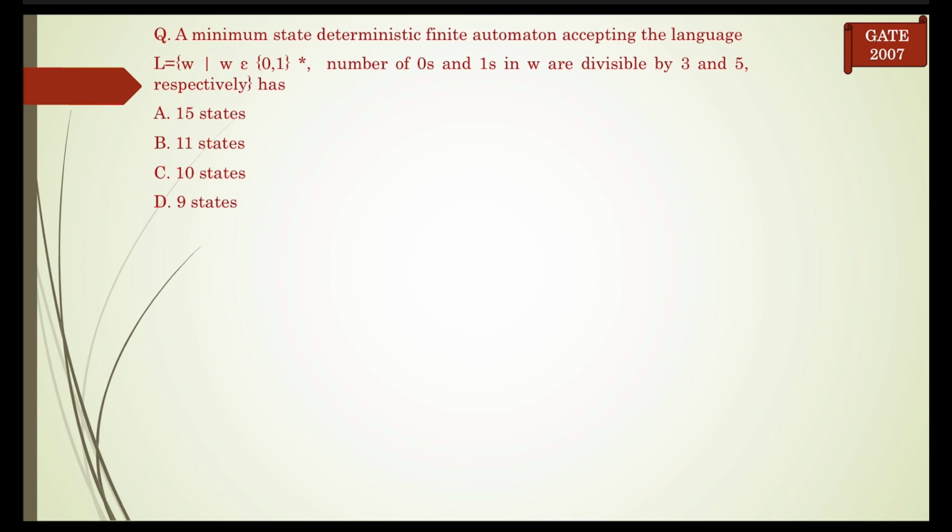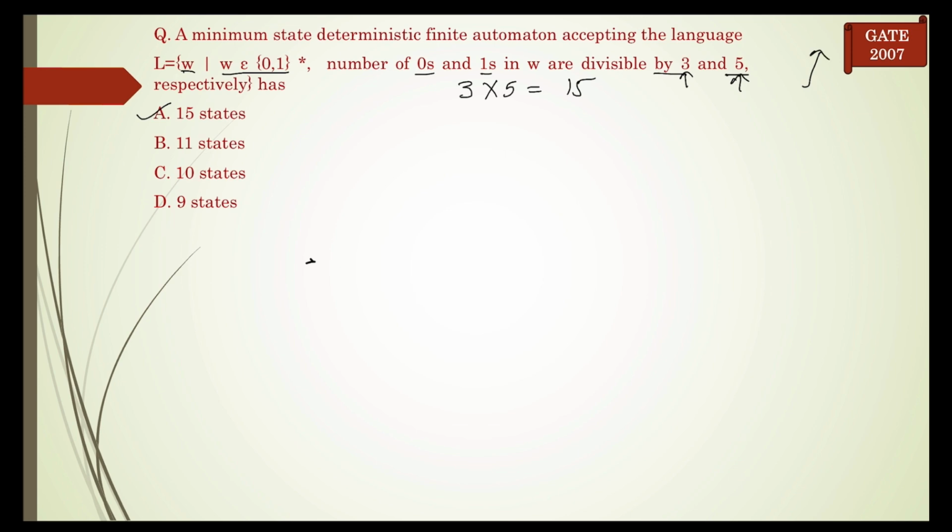Our next question is, a minimum state deterministic finite automata accepting the language W such that W belongs to (0,1) star and the number of 0s is divisible by 3 and the number of 1s is divisible by 5. So the number of 0s divisible by 3 will have 3 states and the number of 1s divisible by 5 will have 5 states. And when you combine these two, you will get 15 states. You just have to take the cross product of these two numbers.